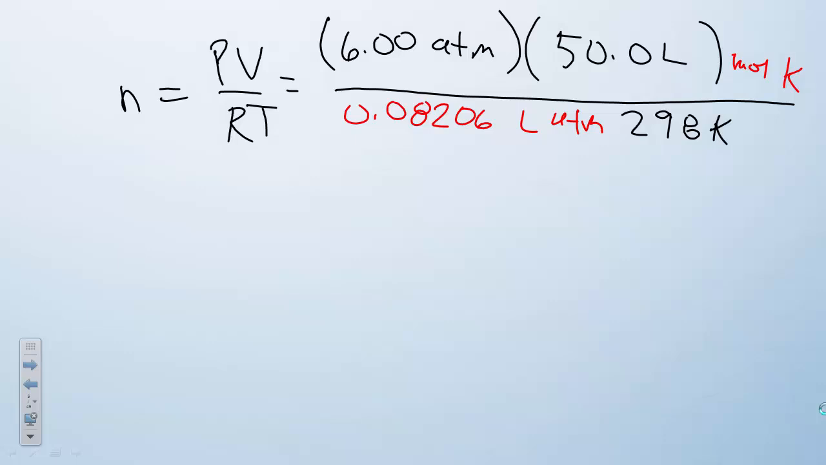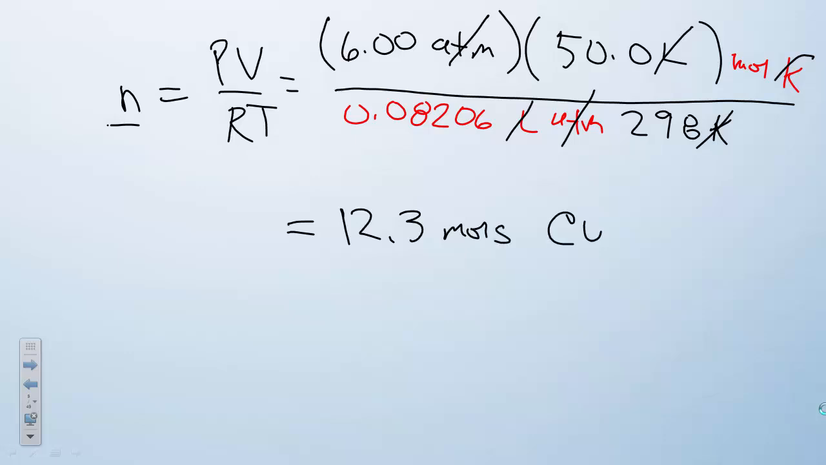Here the units cancel where they should. The unit of atmospheres here cancels with atmospheres here. The unit of liters here and here cancel. And Kelvin cancels with Kelvin. And my final unit is moles, and that's exactly what I'm expecting given that I was asked to solve for the number of moles present. And when we just plug everything in and use the calculator, making sure our parentheses are in the right place, we get 12.3 moles. And this is moles of CO2.